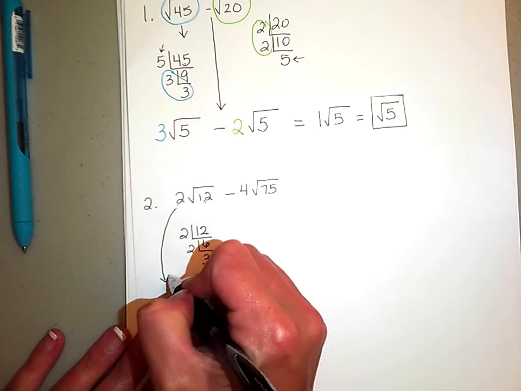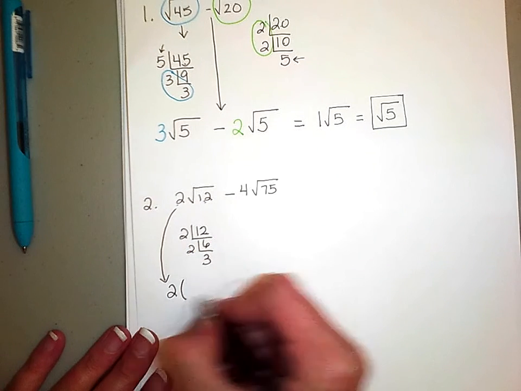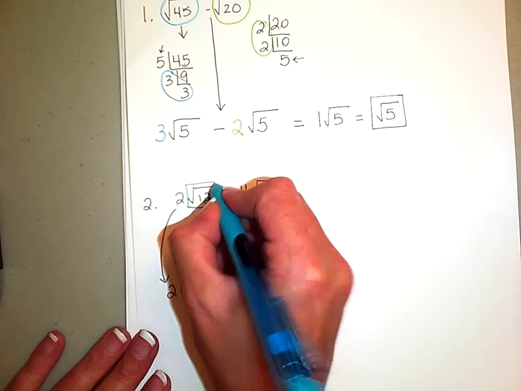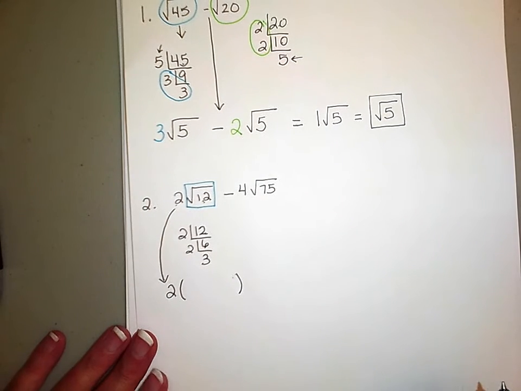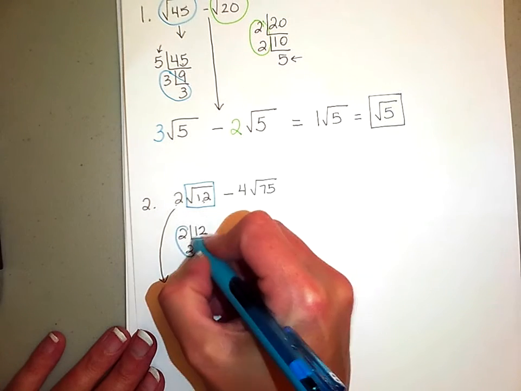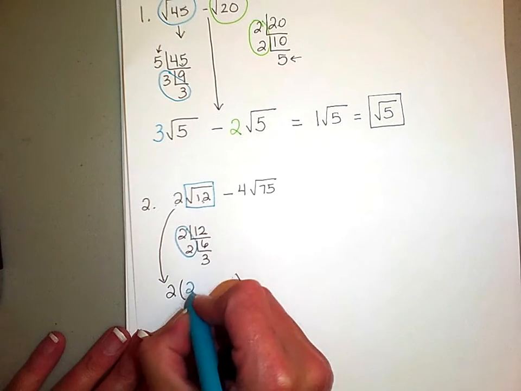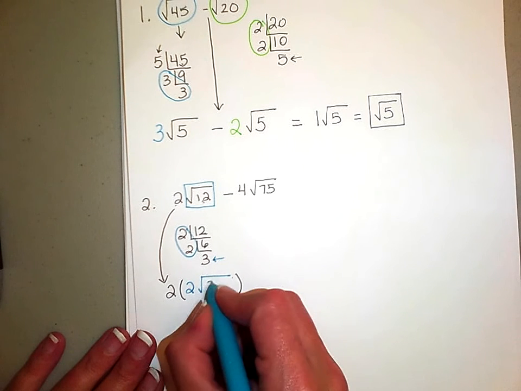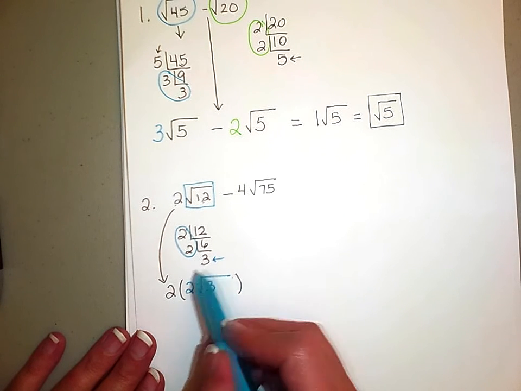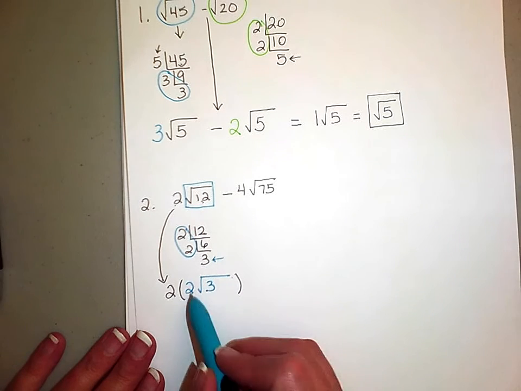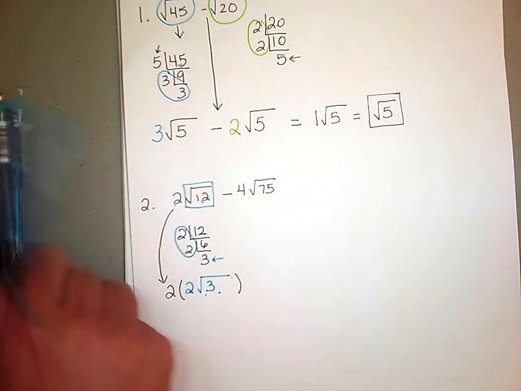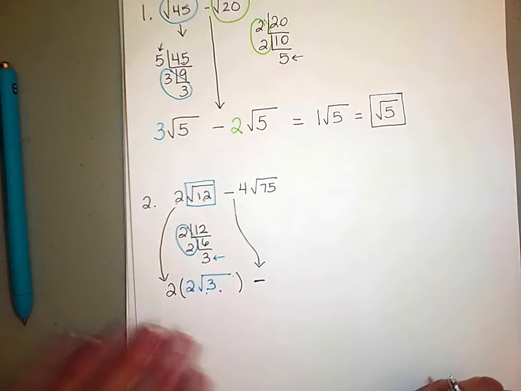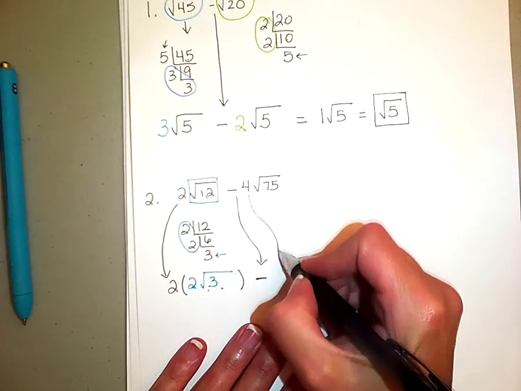Now I'm going to keep this 2 out front and multiply by our simplified radical of the square root of 12. The square root of 12 has a single group of 2's, and then underneath we'll put whatever's left over, which is the 3. So I have rewritten the square root of 12 as 2 square roots of 3. Now minus, from what we're given, and we also have this 4.